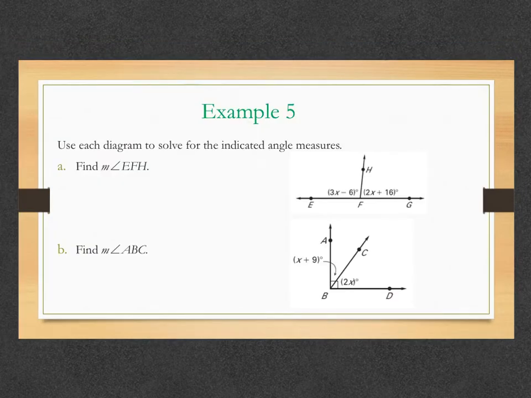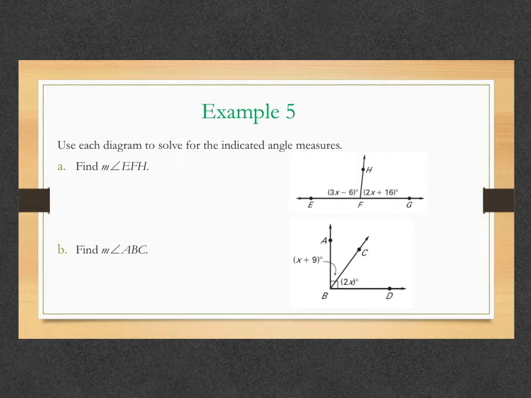Okay, last example. Use each diagram to solve for the indicated measure. So now you've got your geometry with your figures and you've got your algebra with your expressions. So A says find the measure of angle EFH, right? What do I know about the diagram there on the right? Good. They are a linear pair. Vocab term, they're a linear pair. And if they're a linear pair, they add up to 180.